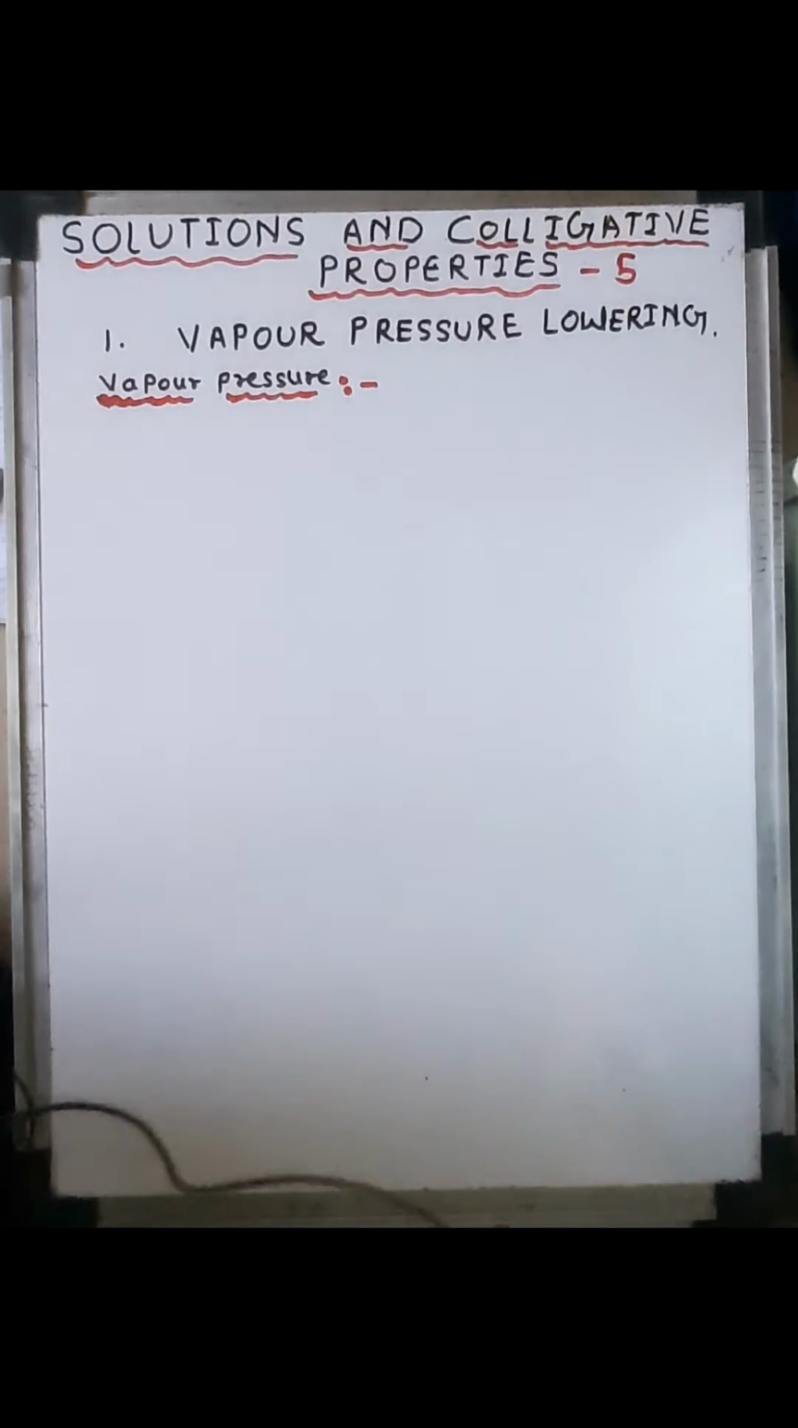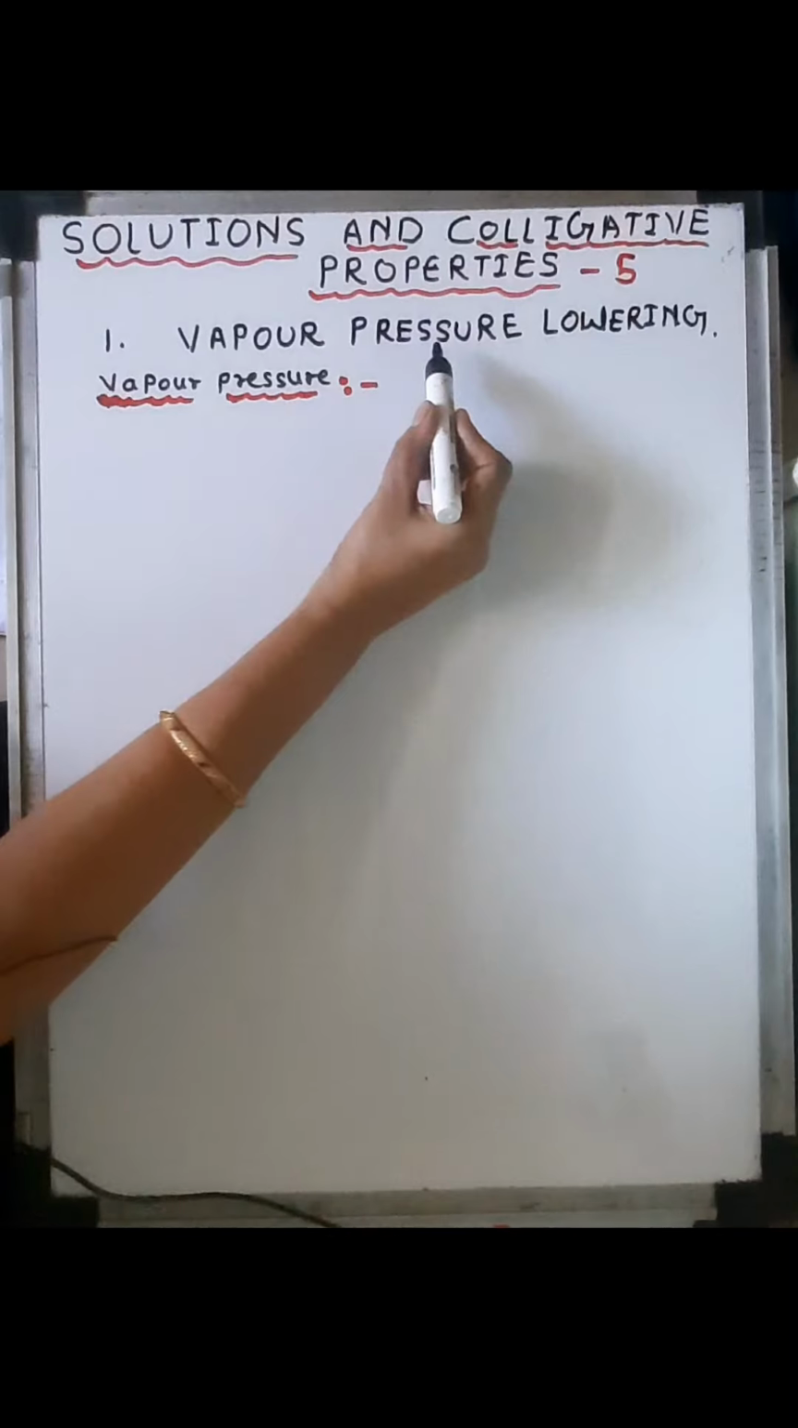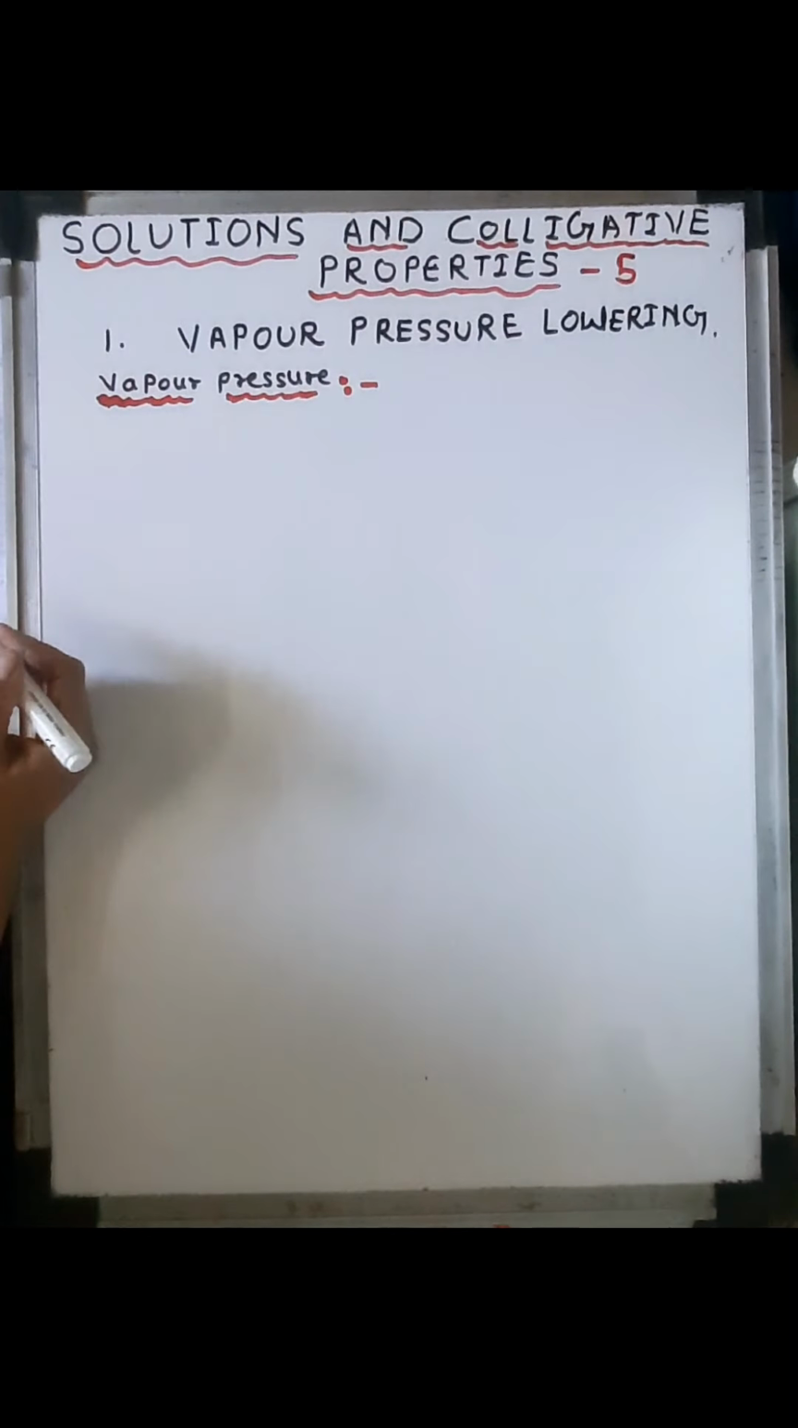Hello student, this is the fifth session of solutions and colligative properties. In the previous video we had seen what is meant by colligative properties, and there are four colligative properties. First is vapor pressure lowering, second is boiling point elevation, third is freezing point depression, and fourth one is osmotic pressure. Today I am going to teach you vapor pressure lowering. This is the first colligative property.